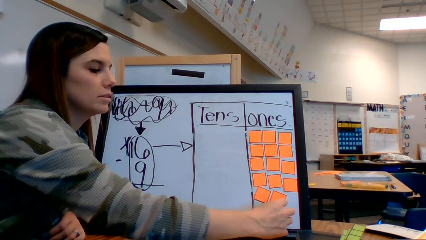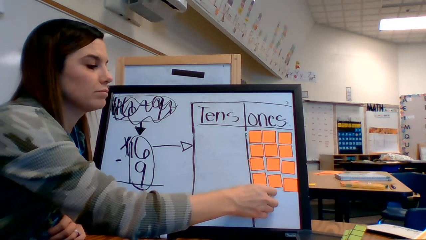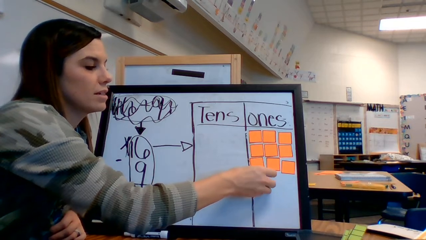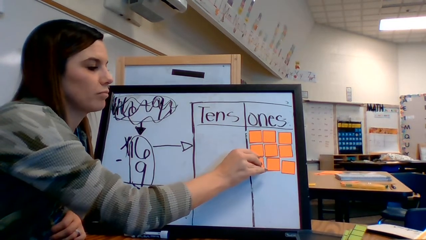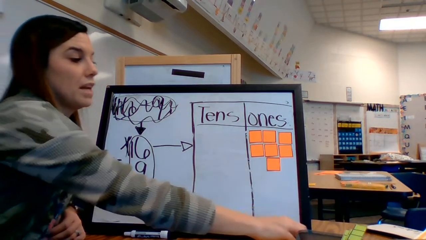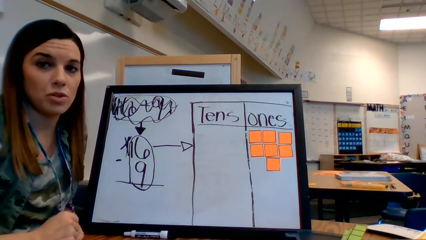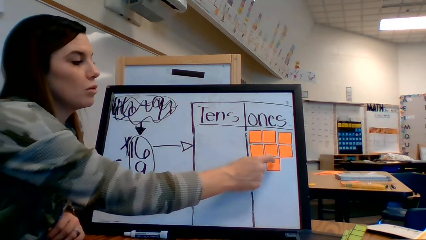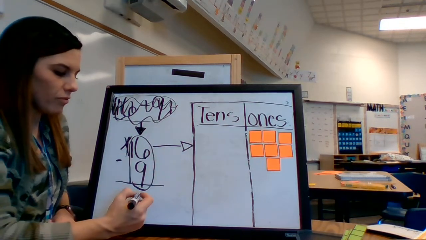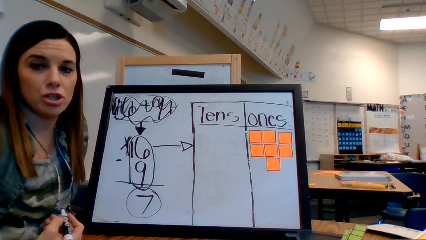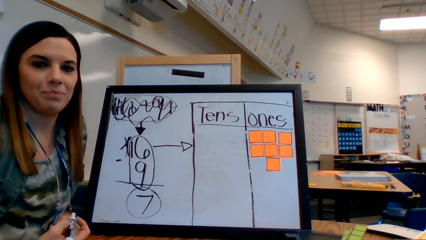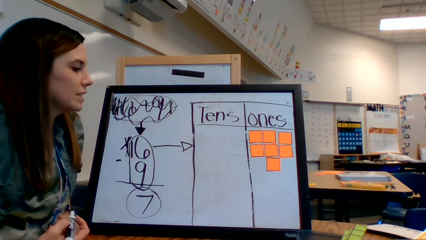1, 2, 3, 4, 5, 6, 7, 8, 9. Now I should be left with my answer. So let's count and see how many are left over. 1, 2, 3, 4, 5, 6, 7. So again, my answer should be 7. 16 minus 9 equals 7. Okay, I'm going to do one more with you.